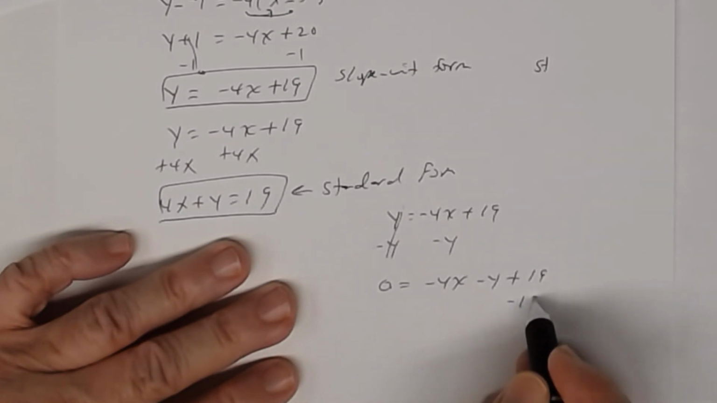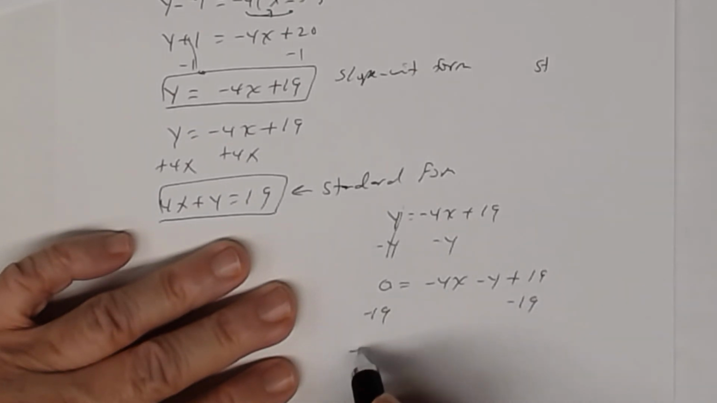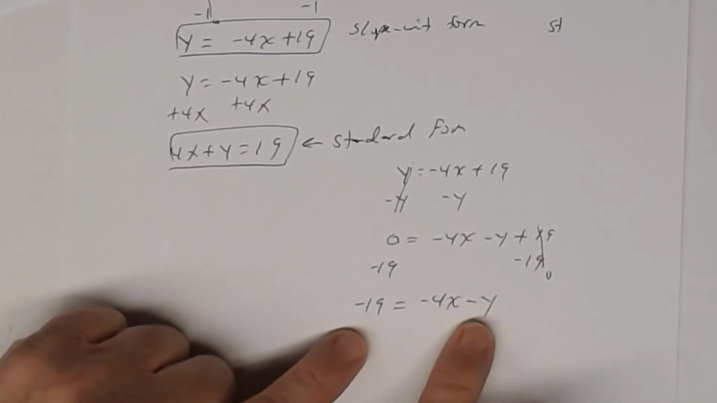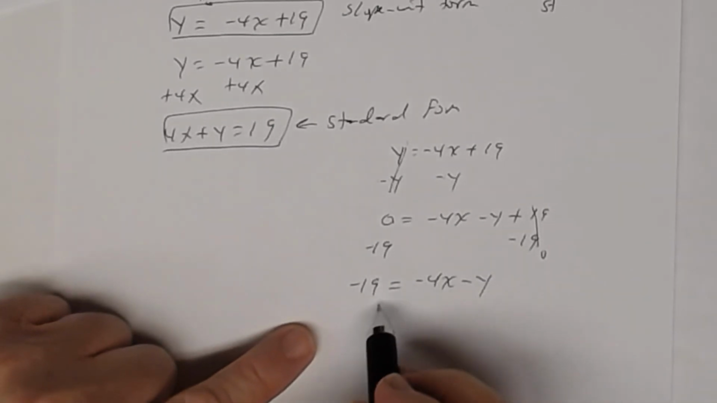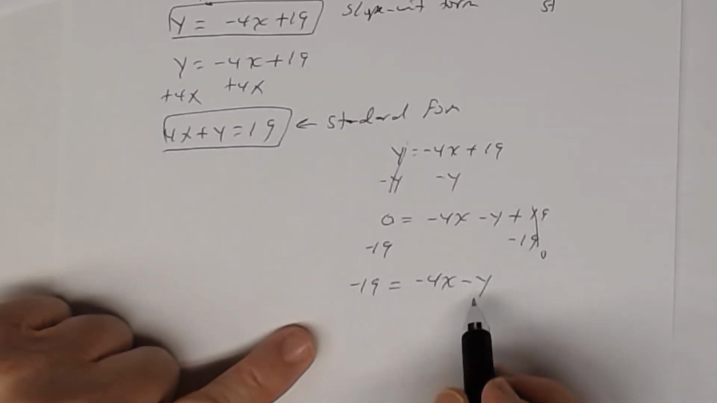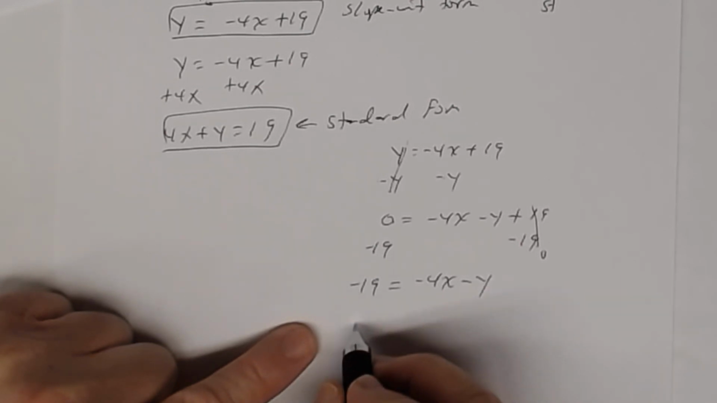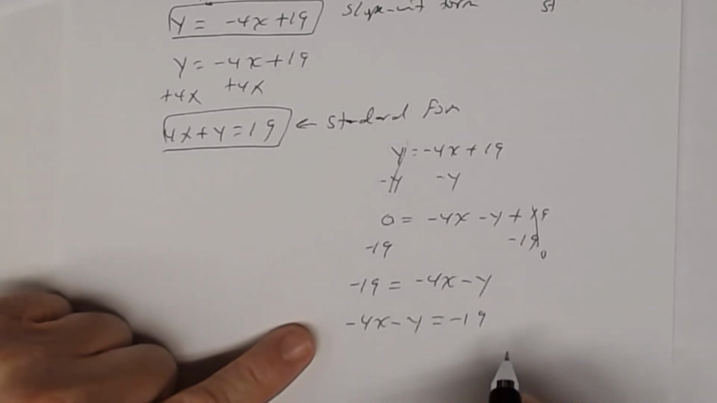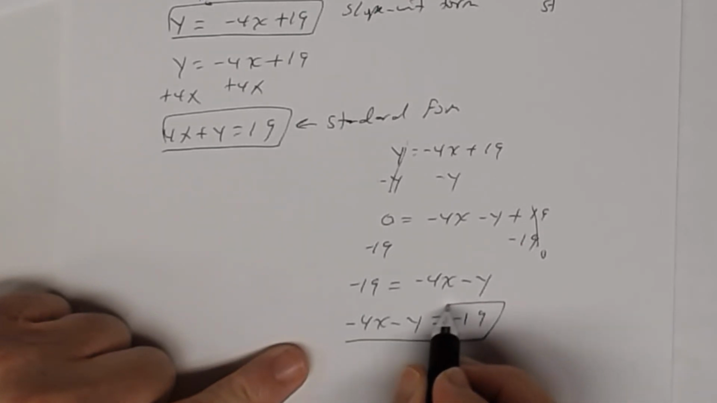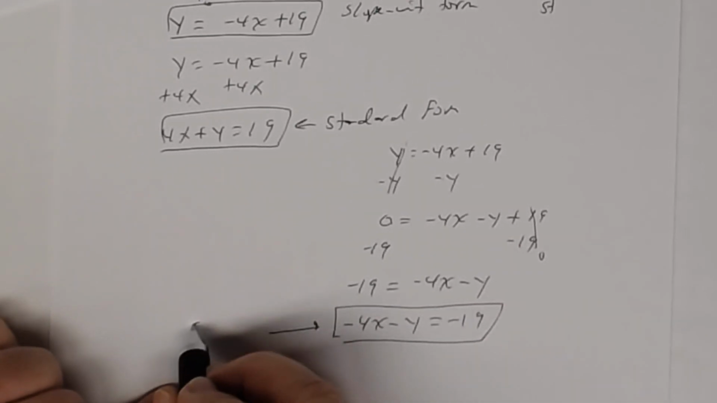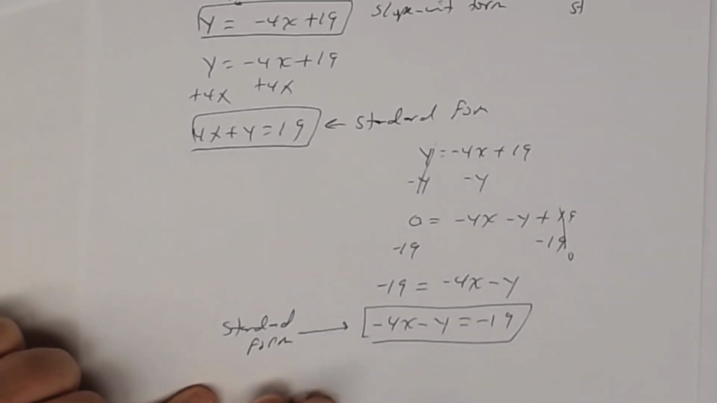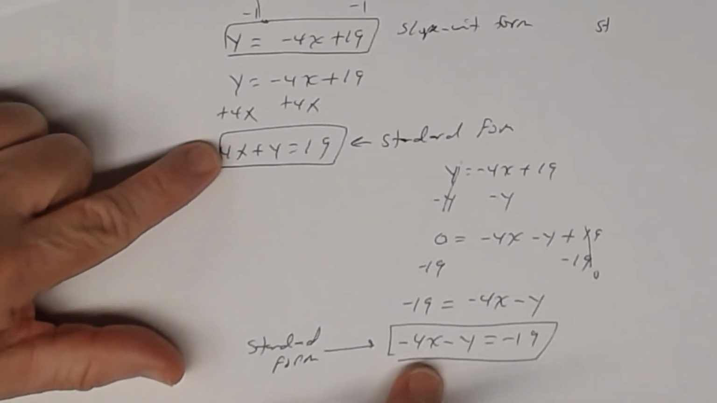And then now subtracting 19 from both sides, I get -19 equals -4x minus y. This is 0. And then I can transpose the sides. So -19 equals -4x minus y means the same thing as -4x minus y equals -19. All right? And so this is also standard form. So in standard form, either this or this would have been fine.